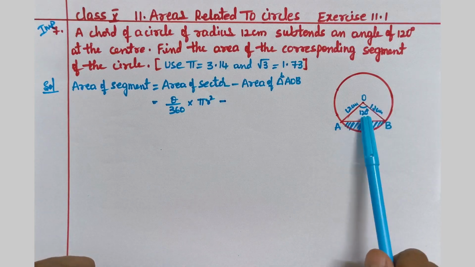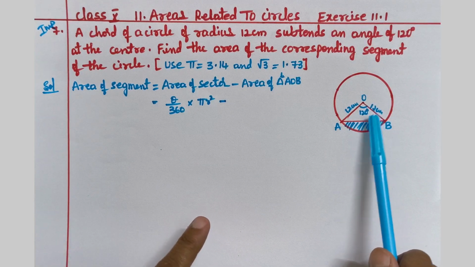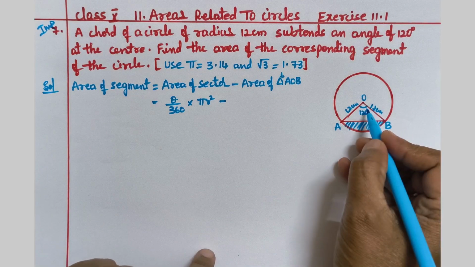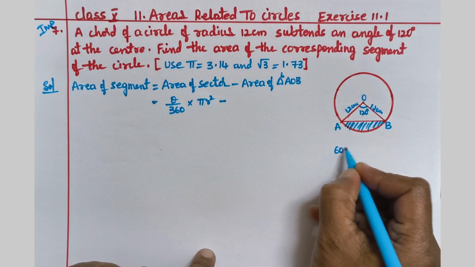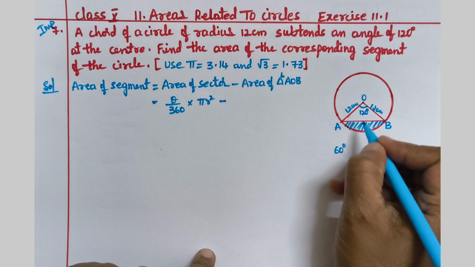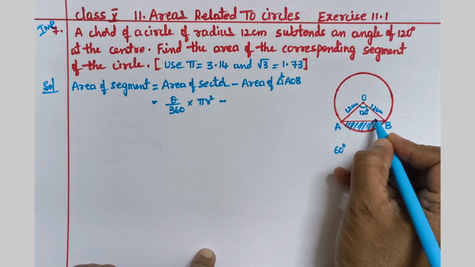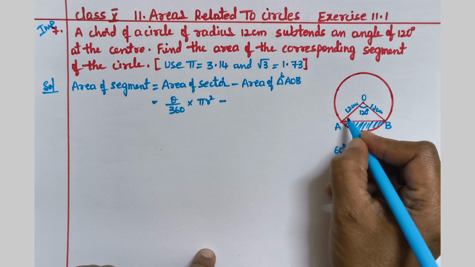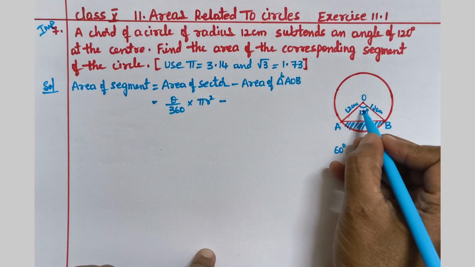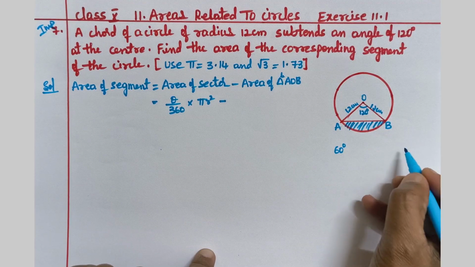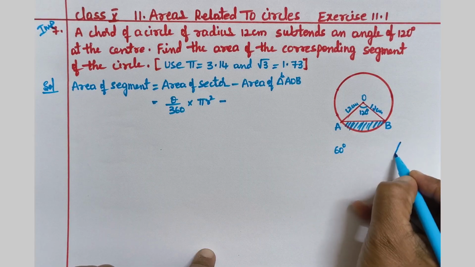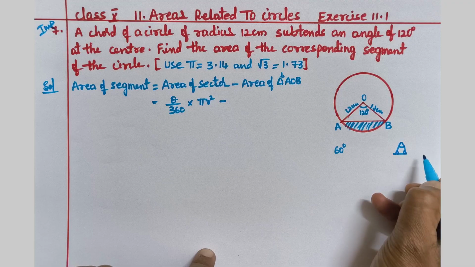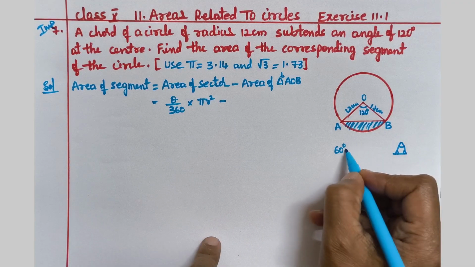the area of the triangle. Which type of triangle is this? Here you have to keep in your mind: if the center angle is 60 degrees, then since the two radii are equal, their opposite angles are also equal. So you will get 60 degrees here and 60 degrees here too. The triangle with center angle 60 degrees is an equilateral triangle.